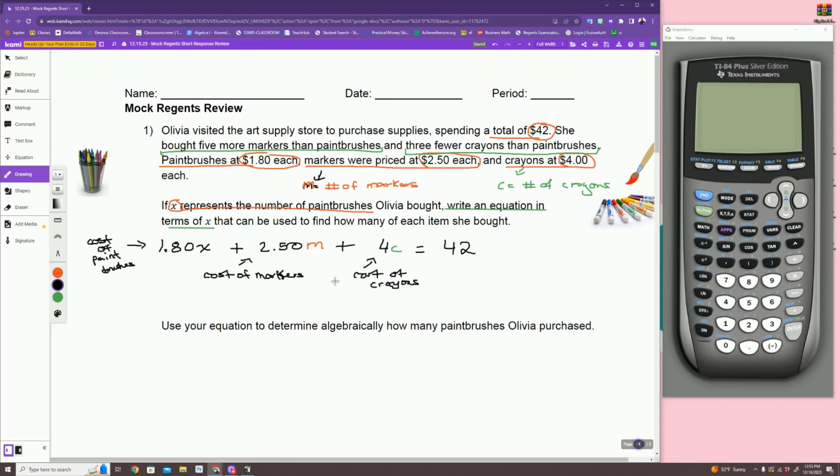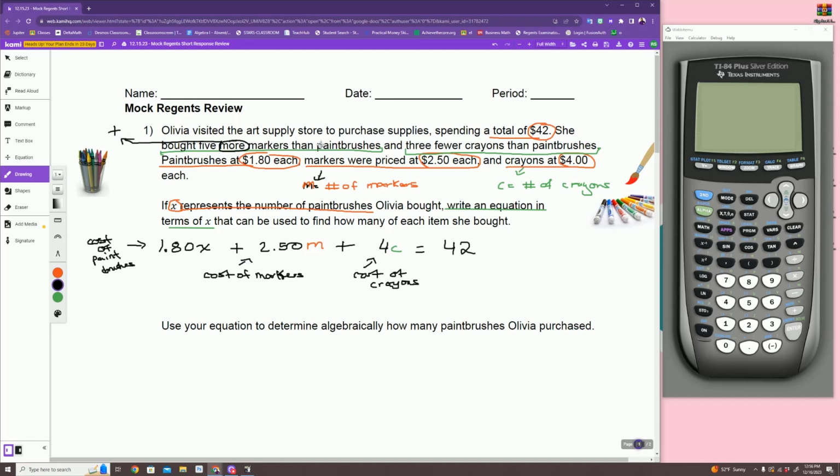So this is an equation. The thing is, though, the equation isn't written in just terms of X, so we have to go back and look at some other information. She bought 5 more markers than paintbrushes. Well, when I see the word more, I'm thinking of an operation. What operation do you think of?